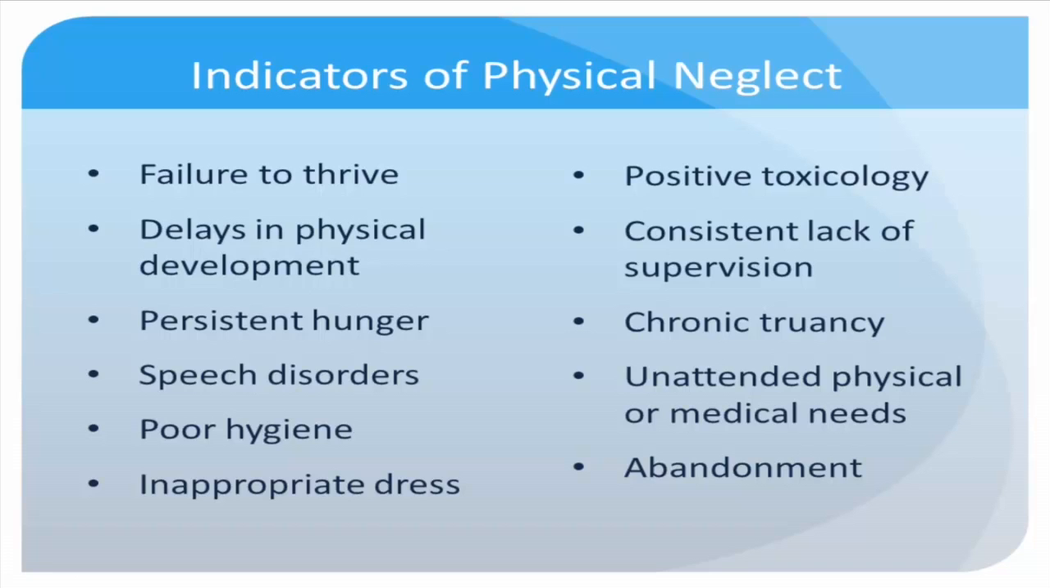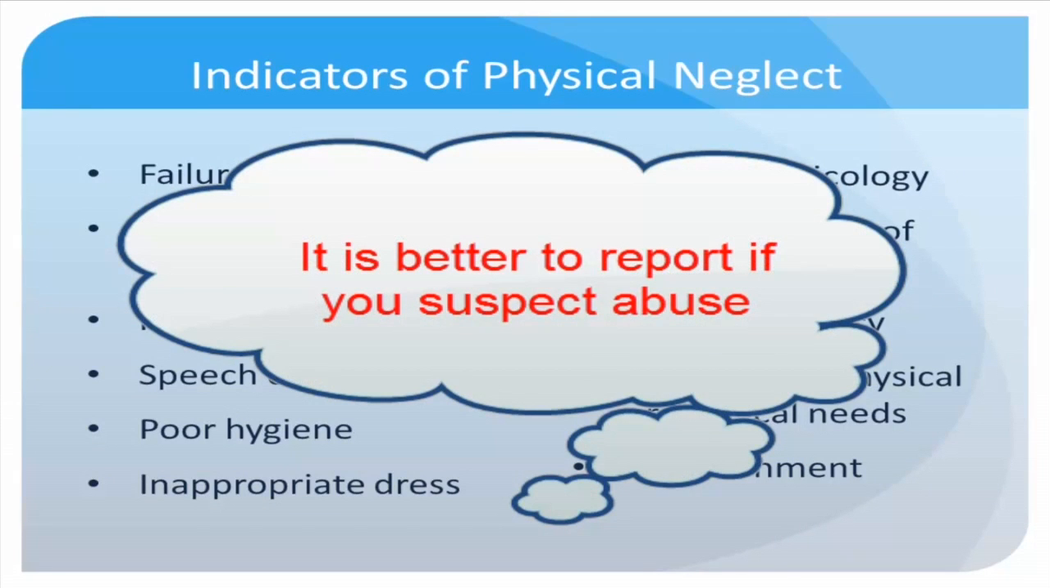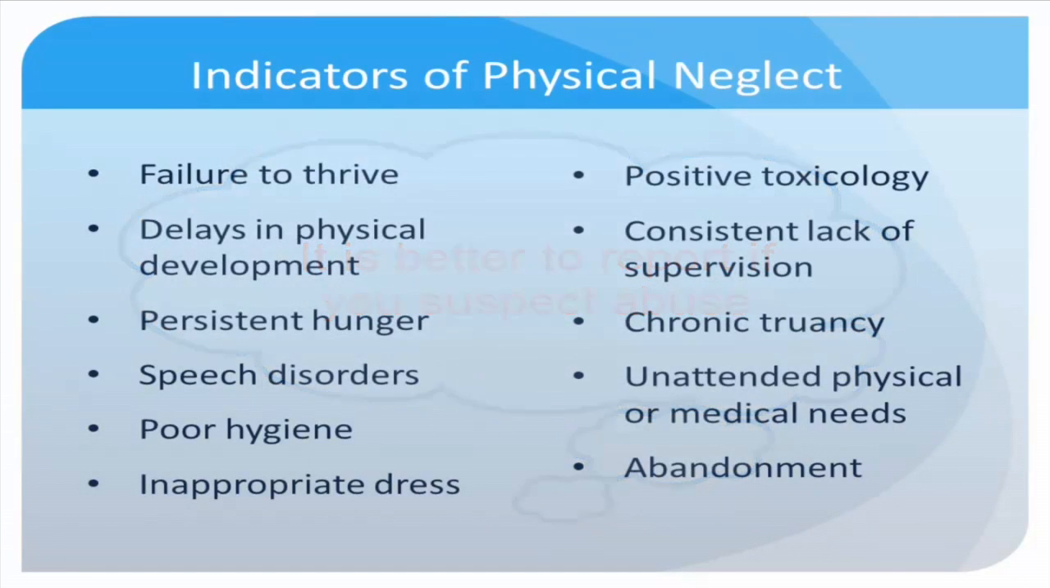Neglect can be difficult to identify because some of the signs may actually be related to issues other than neglect. For example, children who are chronically hungry or have poor hygiene may not be the victims of abuse, but the signs may be directly related to poverty and its effects. However, it is better to report than not to report if you suspect abuse.